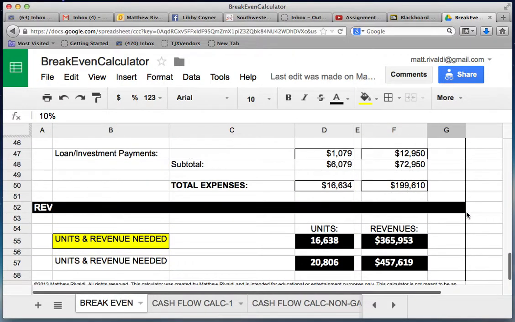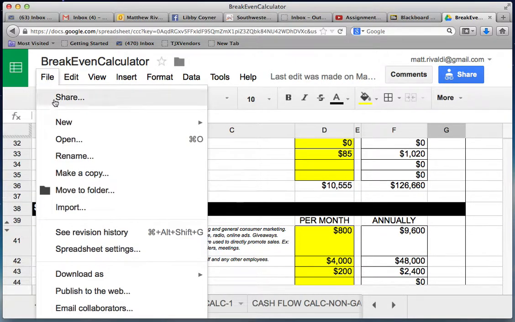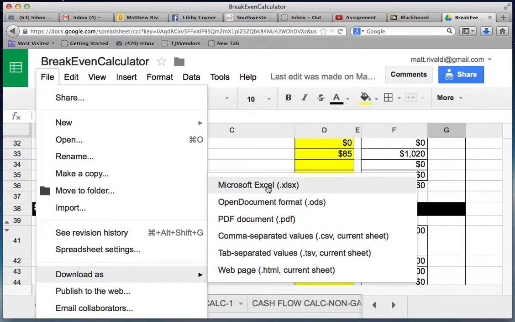All you're going to do is enter the information real quick, and then you can download it as a Microsoft Excel file, and then you can upload that file to Blackboard, or you can download it as a PDF document and save it for later. I would prefer the Excel file. That way you can edit it later in Excel, or you can upload it back up to Google Docs if you want and keep working on it.